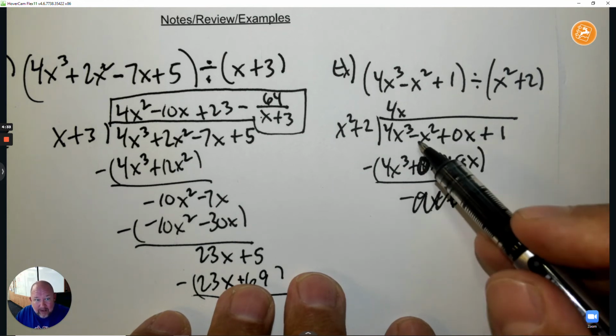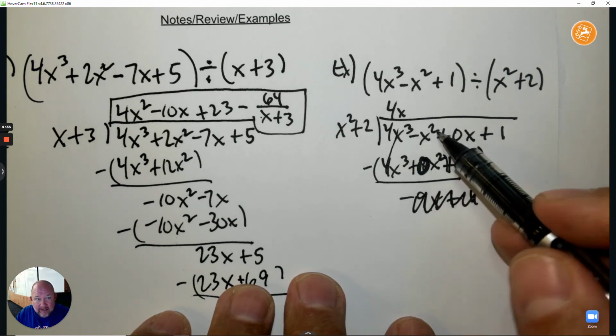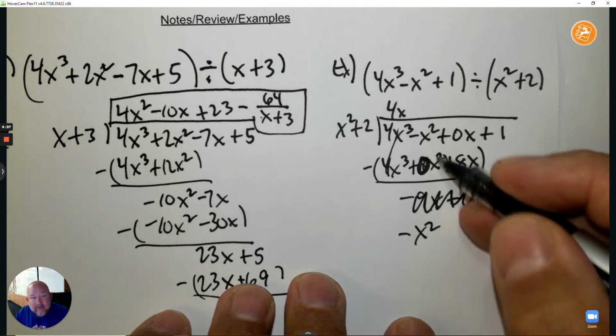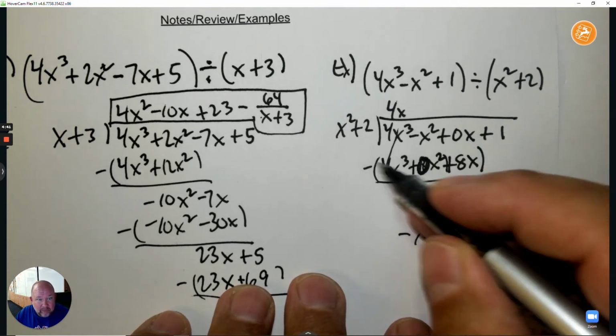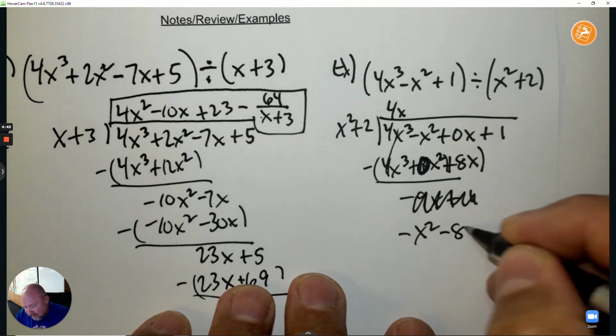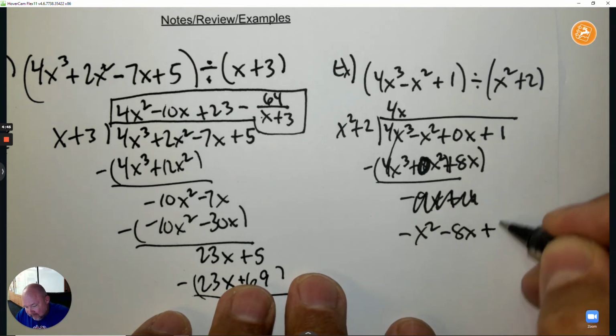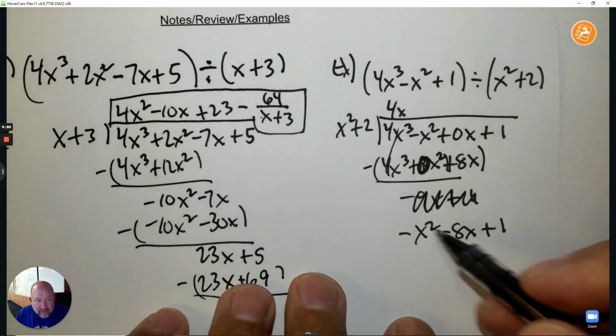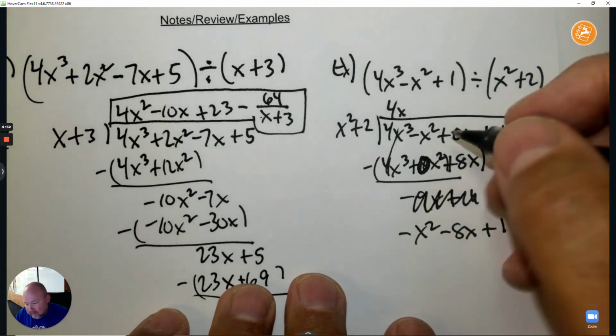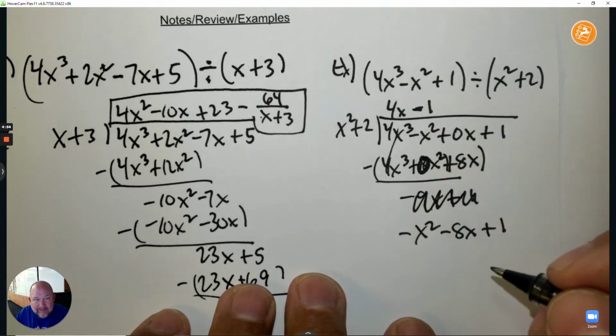And now subtract. They still cross out. Negative x squared, take away nothing, is negative x squared. And then 0 subtract 8 is negative 8. And then you can bring down the last term, which is 1. And now divide. So negative x squared and x squared, divide, that's negative 1. And then multiply.